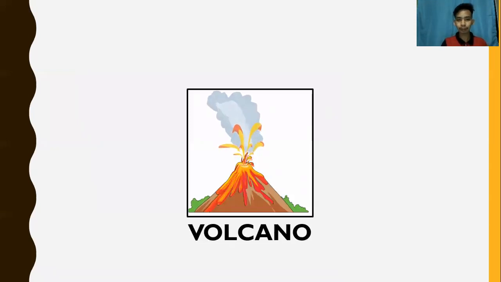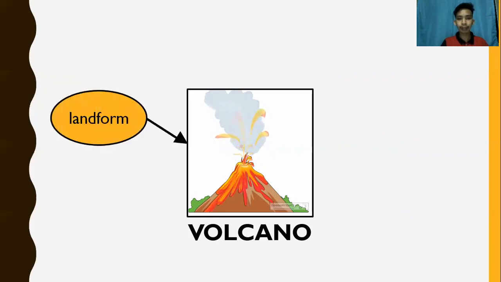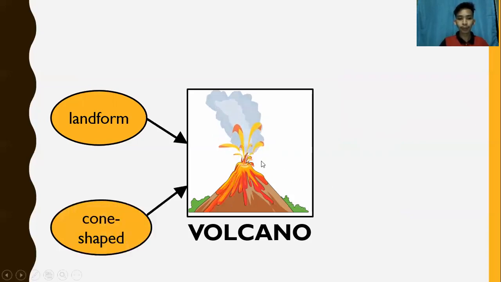What can you see in the picture? Yes, it is a picture of a volcano. What are the things that come to your mind when you hear the word volcano? Some would say that a volcano is a landform. It belongs to the families of mountains, valleys, and others. By looking at the picture, you would see that the volcano has a cone shape.